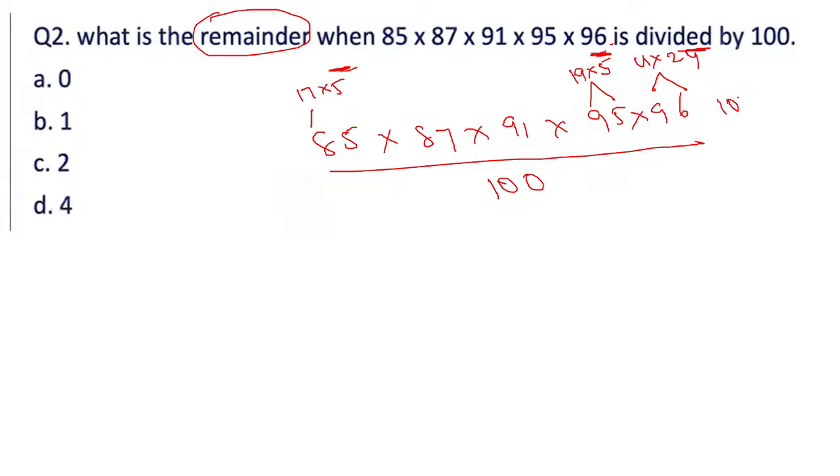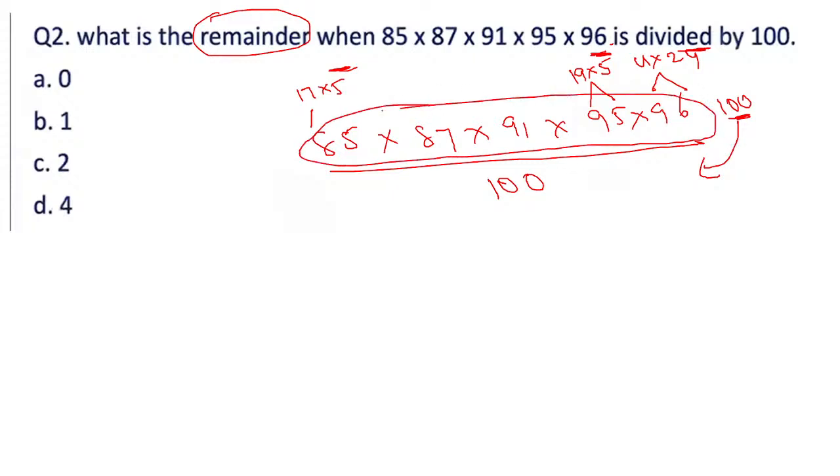Once we get 100, is it divisible by 100, yes or no? Once we get 100, this total number is divisible by 100. Blindly you can go with option 0 as the answer. What is the remainder you are supposed to get there? 0, because 17 into 5, 19 into 5, 4 into 24, 5 into 5, 25, 25 into 4 is nothing but 100. 100 is divisible by 100, yes. That's why the total number is divisible by 100. There will be no remainder. Option is 0.